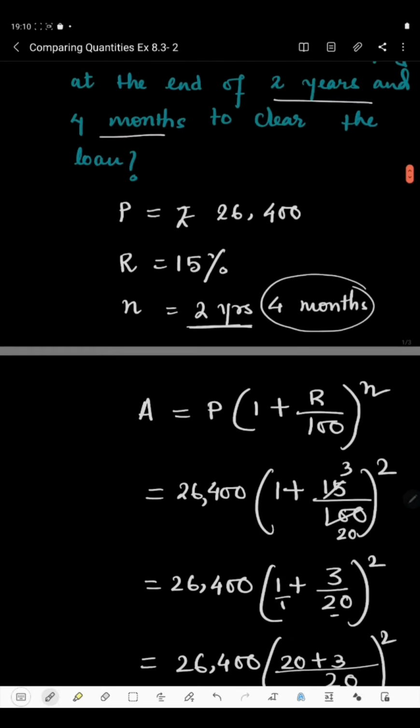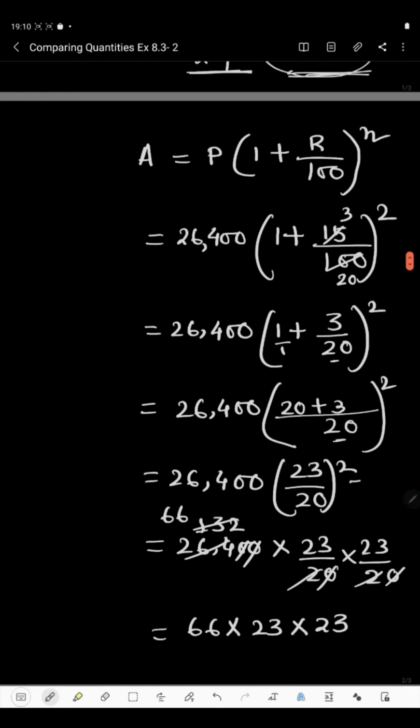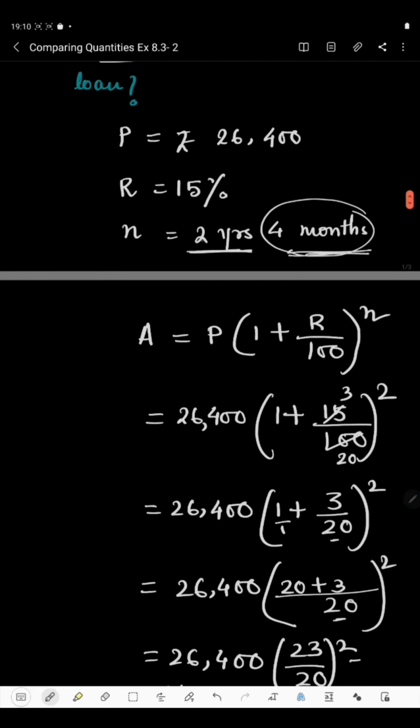But we have another 4 months also. That was the amount which she has to pay after 2 years. But time was 2 years 4 months. Okay, so 4 months is left.